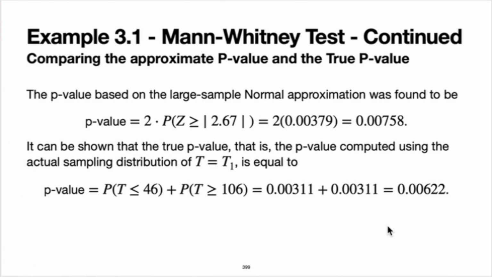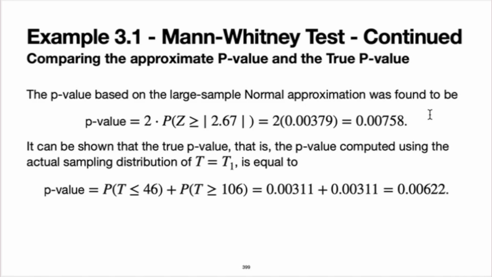Now, one more thing I want to talk about. We've seen here that the p-value based on the large sample approximation, based on the normal distribution, we found that p-value to be 0.00758. Now, I just want to emphasize that this is an approximate p-value. It's approximate because we're using an approximate test. And what is it an approximation to? Well, it's an approximation to the true p-value, which if we had access to the true sampling distribution of t, then we could compute that.